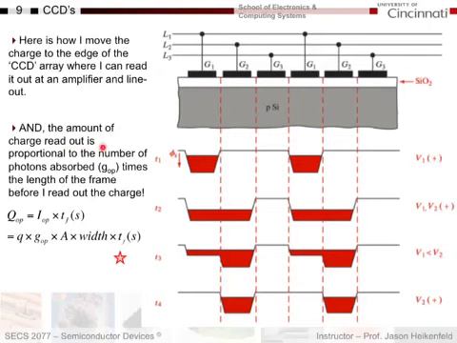Again, the readout charge is proportional to the number of photons absorbed times the length of the frame before I read out the charge, like I said before. And so you only have so much time to absorb photons and generate charge before you have to move it out and then reset this to go on to the next frame. So that limits essentially how quickly you can record with this type of device, and furthermore how sensitive it can be in low light conditions.